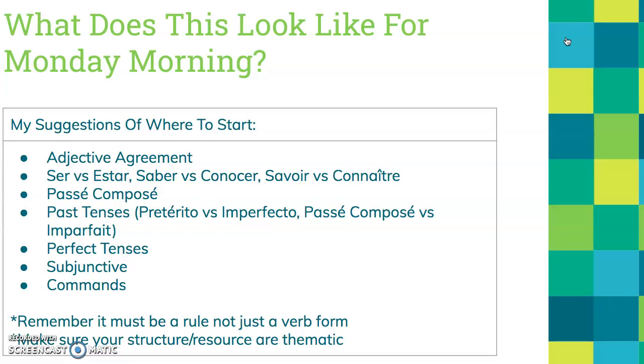Passé composé for French teachers, their past tense is set up like our present perfect tense. That's noticeable. Past tense is preterite versus imperfect. They can notice when it's versus. They're very good at noticing something versus something else. Perfect tenses, subjunctive, and commands, depending on how you present the commands. If you do positive and negative commands together, you have to draw their attention specifically. So maybe just draw their attention to positive first and then look at negatives.